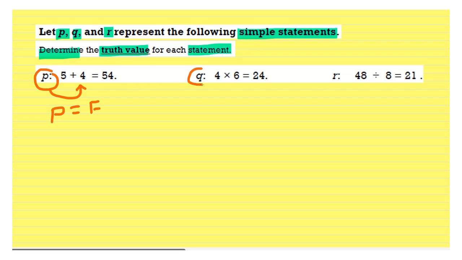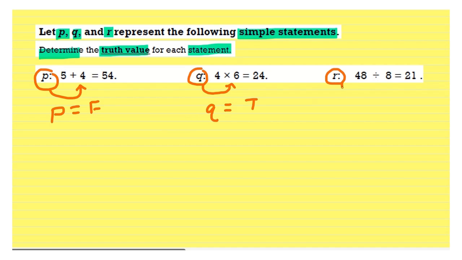And we also have Q. We are assigning this to the mathematical statement 4 times 6 equals 24. And we ask ourselves, is 4 times 6 equal to 24? Yes, it is. So Q has a truth value of true because that mathematical statement is true.